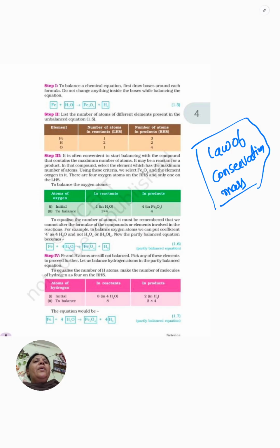So that's why, definitely, the number of atoms on the LHS has to match the number of atoms on the RHS. After writing a skeletal equation, we have to check whether it is a balanced chemical equation or not. To get the chemical balancing, here we are showing an example, right?